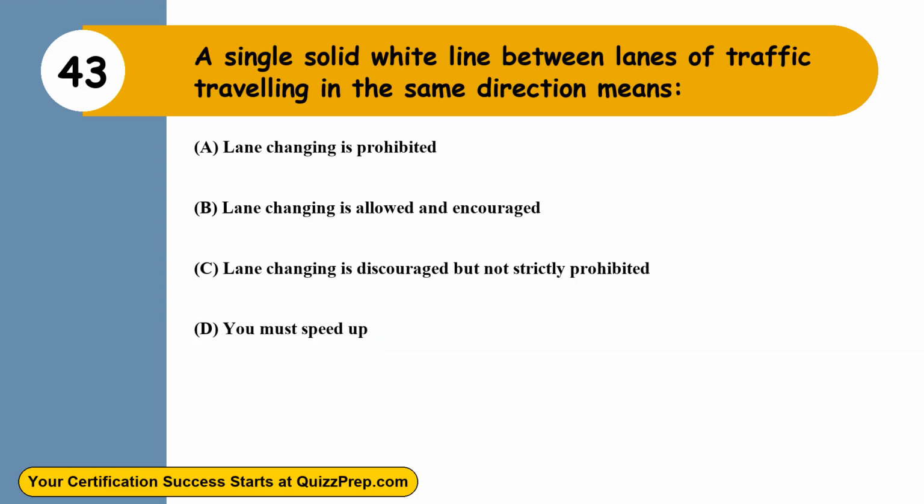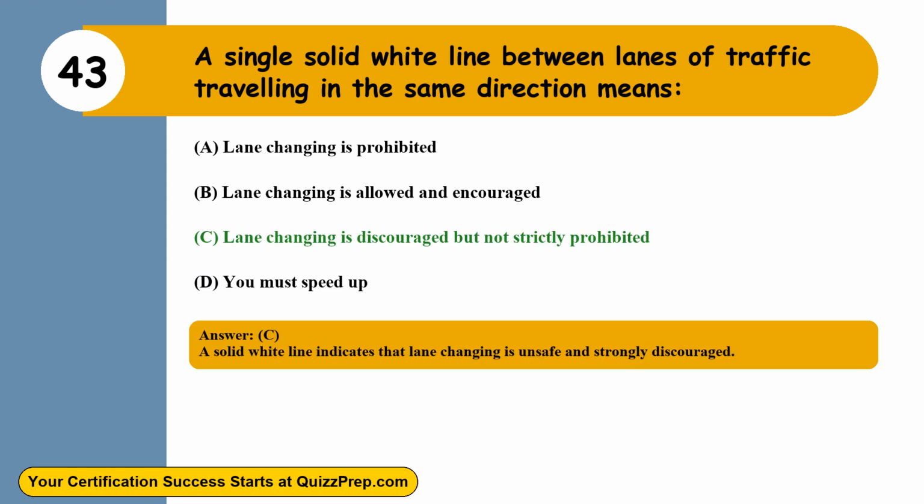Question 43. A single solid white line between lanes of traffic traveling in the same direction means, option A, lane changing is prohibited, option B, lane changing is allowed and encouraged, option C, lane changing is discouraged but not strictly prohibited, option D, you must speed up. The correct answer is option C. Lane changing is discouraged but not strictly prohibited. A solid white line indicates that lane changing is unsafe and strongly discouraged.